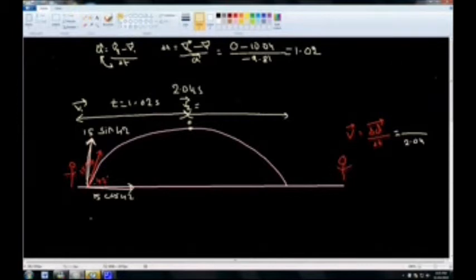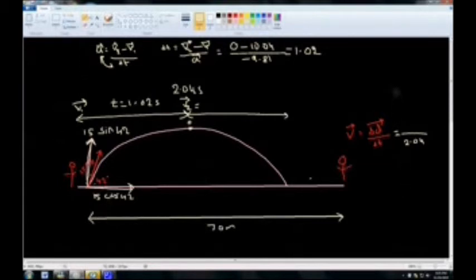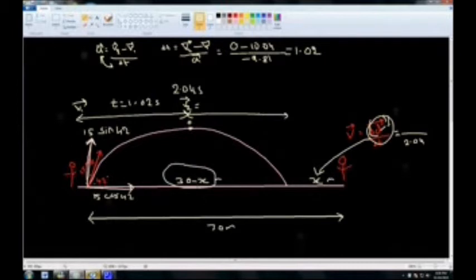And I forgot to do this. They actually tell us that these two players are 30 meters apart, right? You don't know where the ball will land and where he'll go to catch it, so that's an x. And this is obviously 30 minus x. This is all in meters, right? Now you need to find the distance that he needs to travel, which is x right here. X is also appearing here, so if we find this, we can find x.